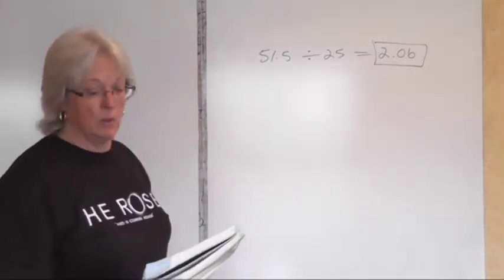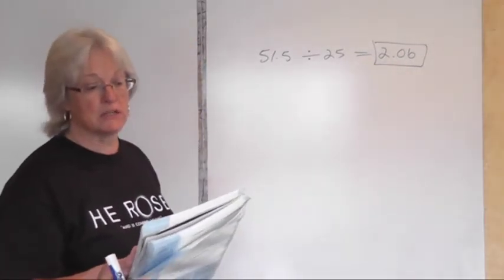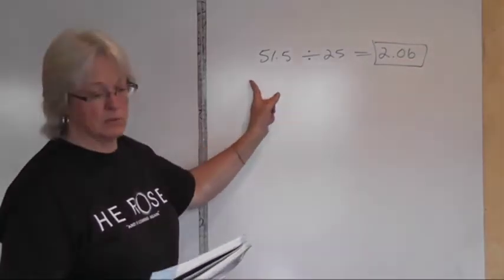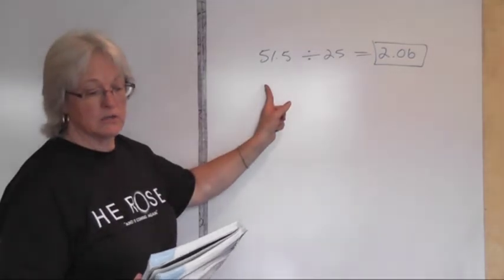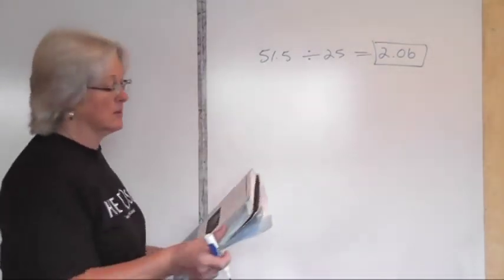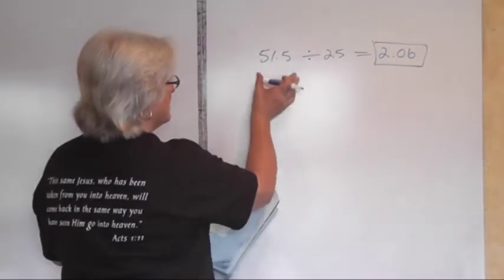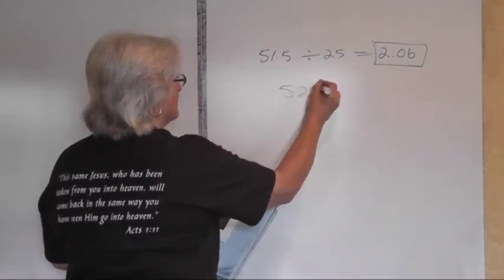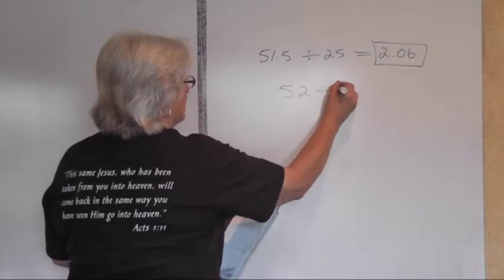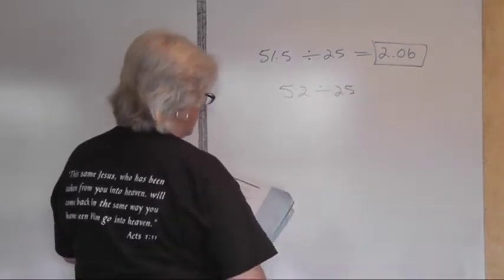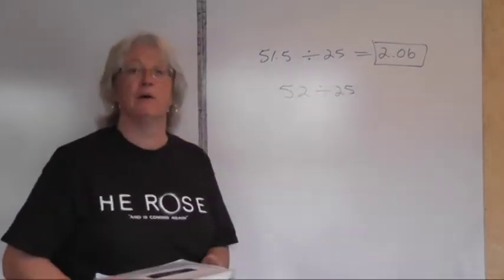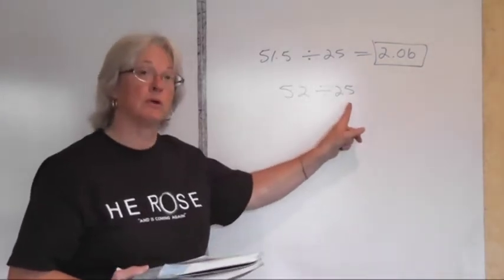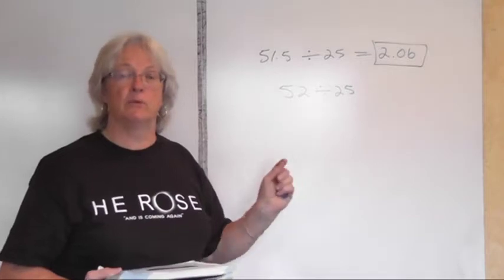Now how could we estimate this to see if we were in the right ballpark with our answer? Well, your text tells you on page 97, first you're going to round the decimal to the nearest whole number. So we're going to round the decimal to the nearest whole number, 52 divided by 25.